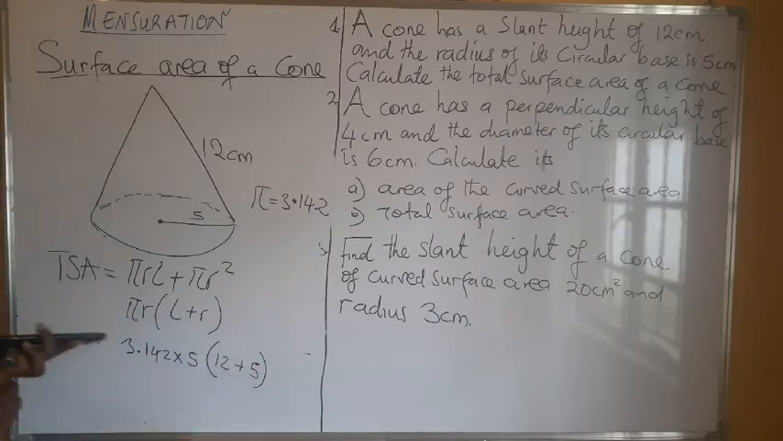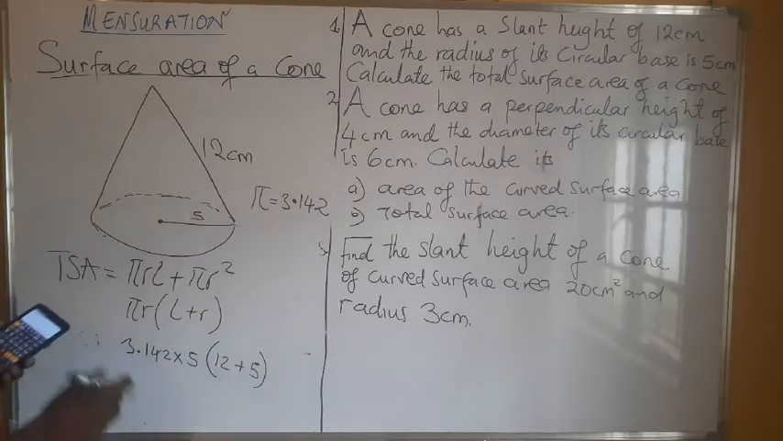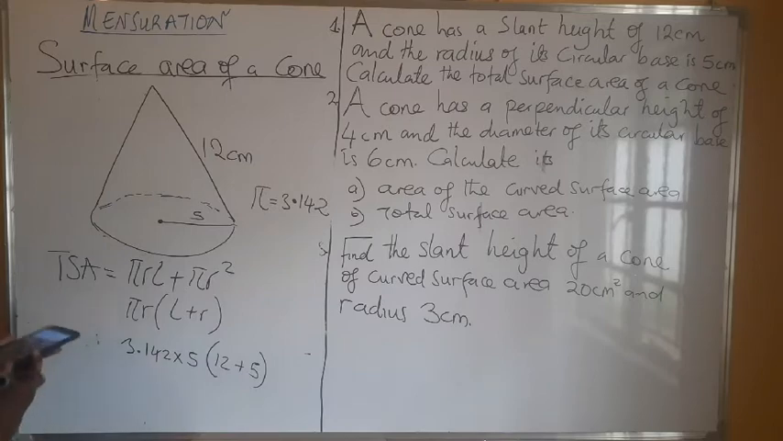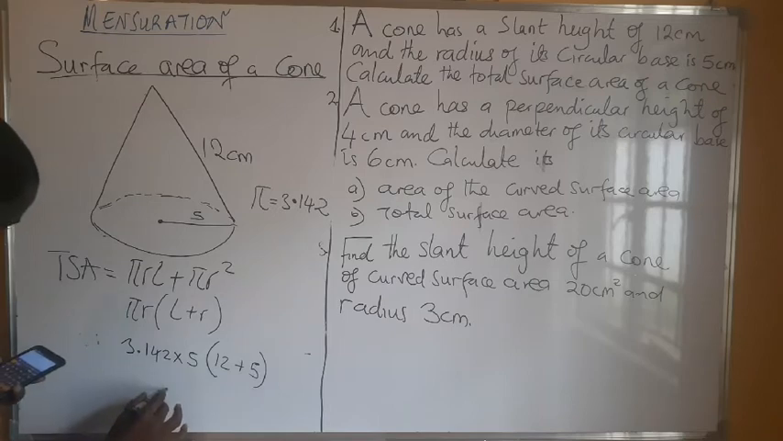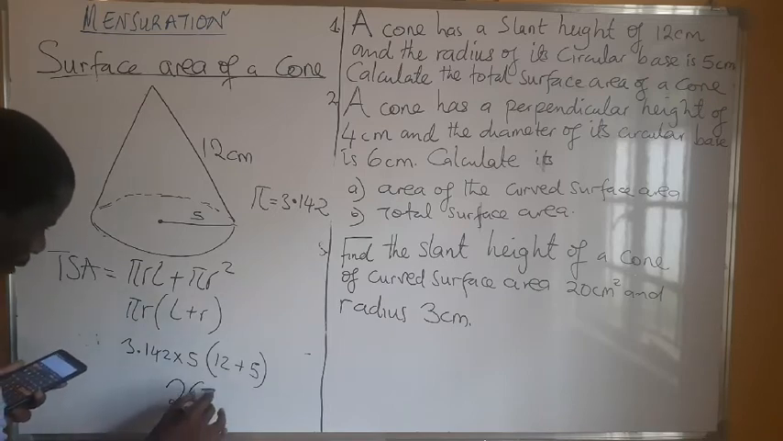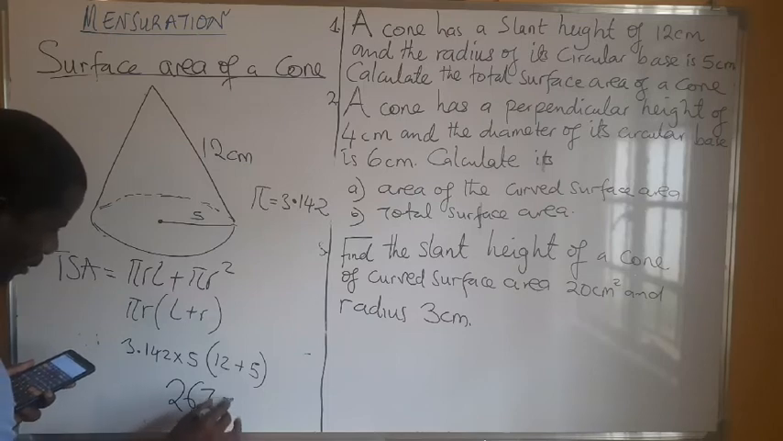So let's work out this thing on our calculators. Make sure that you have your calculator. So we have 3.142 multiplied by 5, open brackets, then we have, even without opening brackets, we can say, okay, multiplied by, when you add these, we're going to get 17 multiplied by 17. What are we getting? We're going to get 267.7.